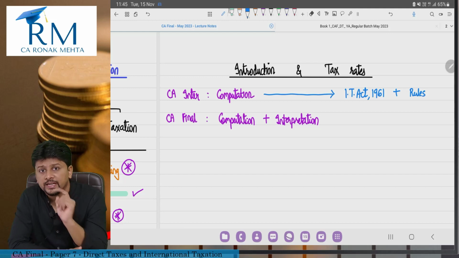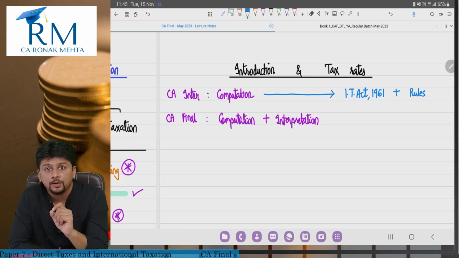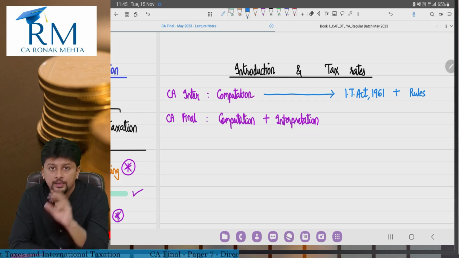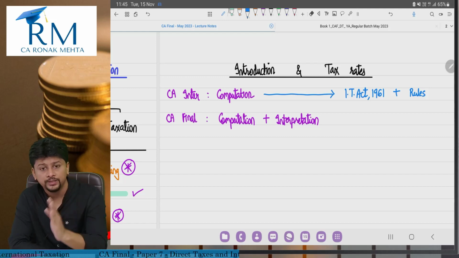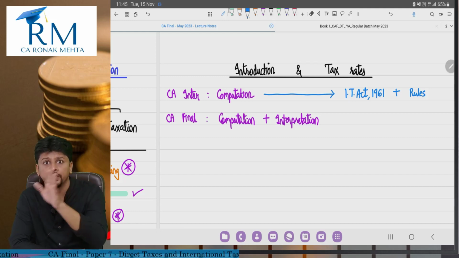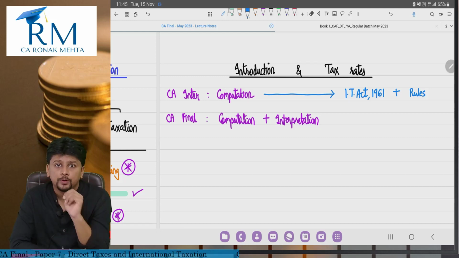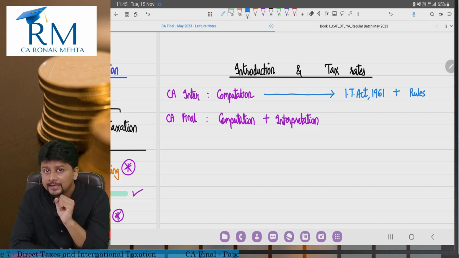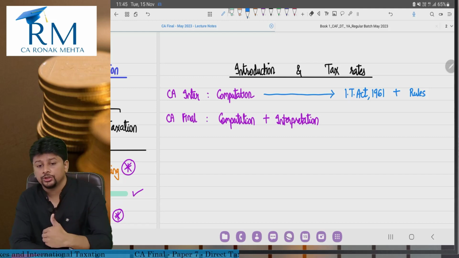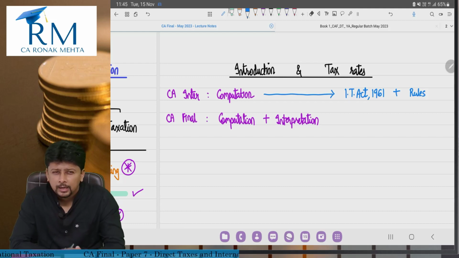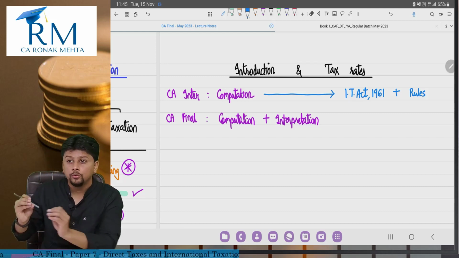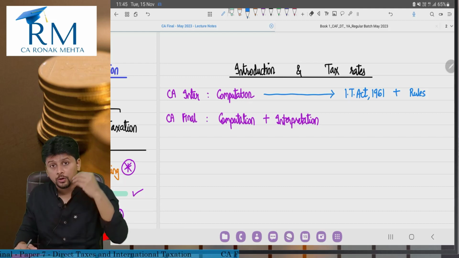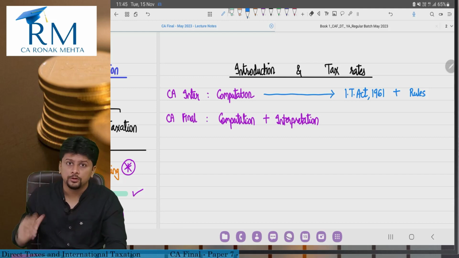In the chapter of salaries, you had valuation of perquisite. That was rule number 3, where all the formulas are given, how to value ESOP, how to value accommodation, how to value motor car. In house property chapter, you had the concept of unrealized rent, which had rule number 4. Very few rules, I would say almost negligible rules were to be studied.